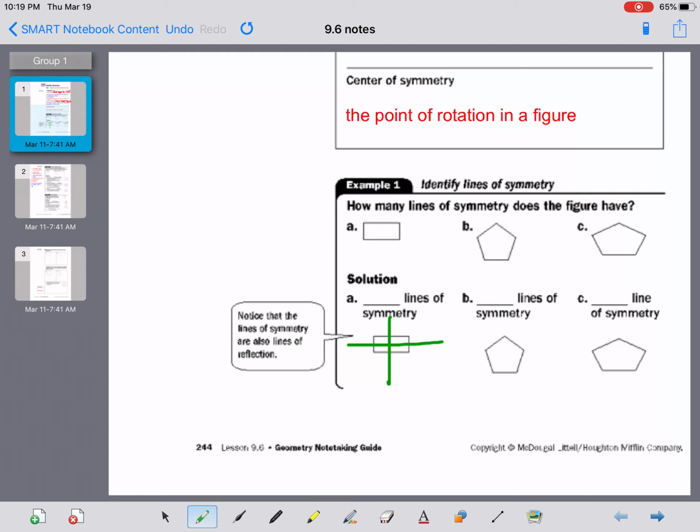Now, sometimes students like to tell me that, well, we could go diagonal to diagonal. But if you're thinking that, I challenge you to pick up a piece of normal paper, a rectangular piece of paper, and try to match that diagonal corner to corner and see if you actually get that paper to be exactly on top of itself. And you'll find out that you don't. So for a rectangle, we're going to have to stick with just two lines of symmetry.